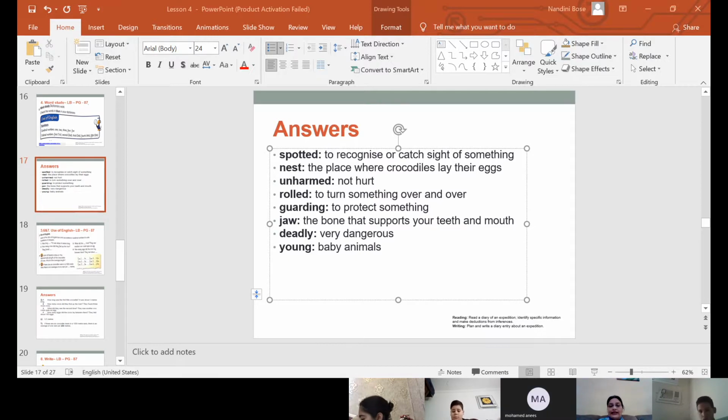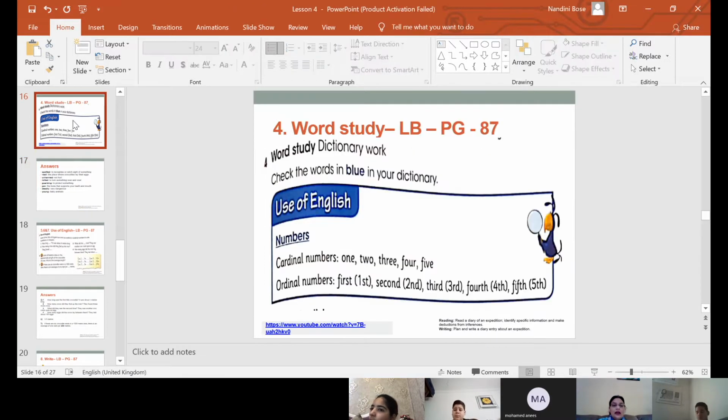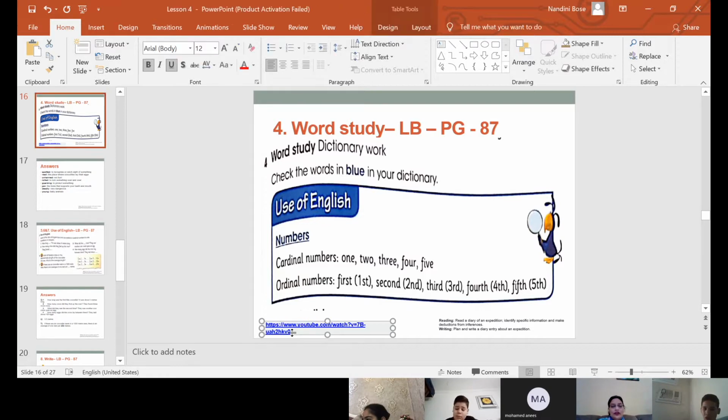Okay, now I'm going to move to the next slide. As I said, if you have not finished, it's fine. You can copy from the PowerPoint later on. Now look into this one. Look at the use of English, numbers, cardinal numbers and ordinal numbers. You know what cardinal and ordinal numbers are, right? Okay, let's first watch this video. It will be even clearer. Then we have questions on this.